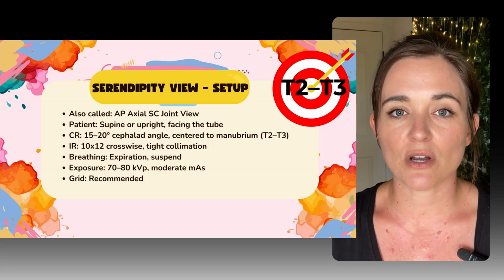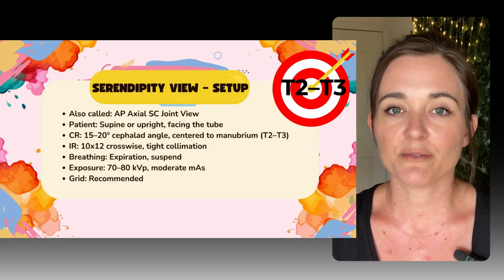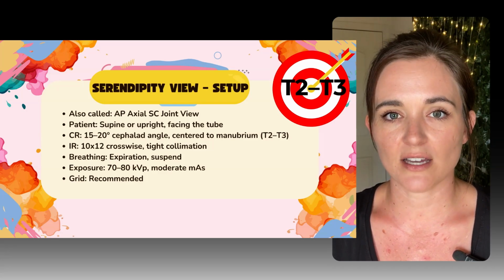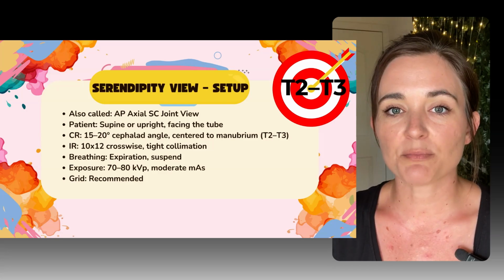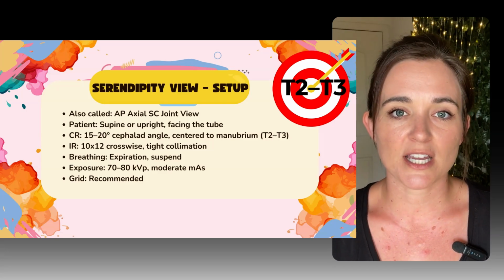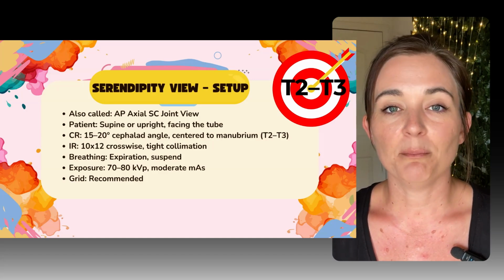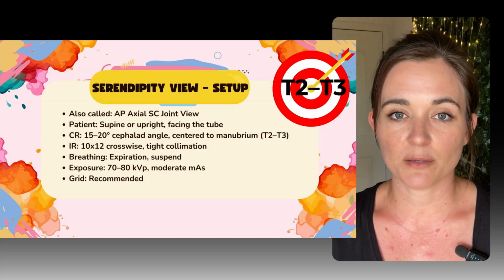Use a 10 by 12 crosswise cassette and tight collimation side to side. Ask the patient to exhale and hold. This helps bring the SC joints up and improves contrast. Exposure technique: you want to use 70 to 80 kVp here, moderate mass, and the grid is recommended. This projection is especially helpful if you suspect posterior SC dislocation, which can compress the great vessels. That's an emergency you don't want to miss.